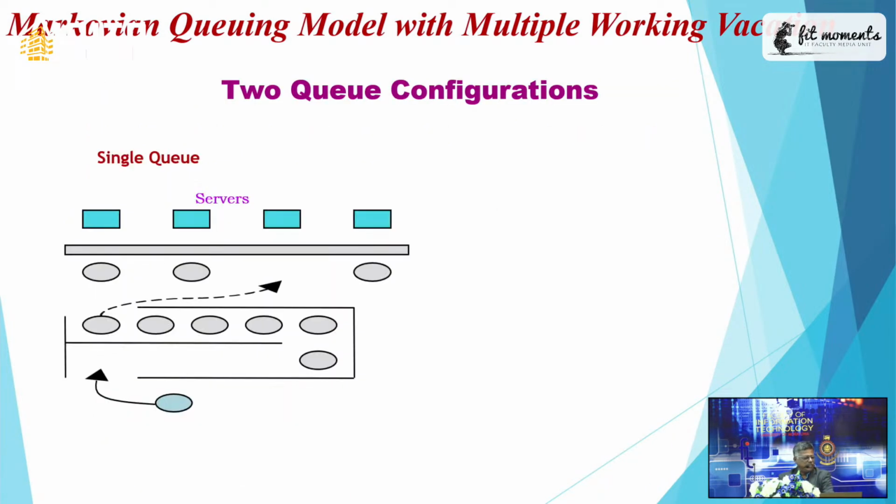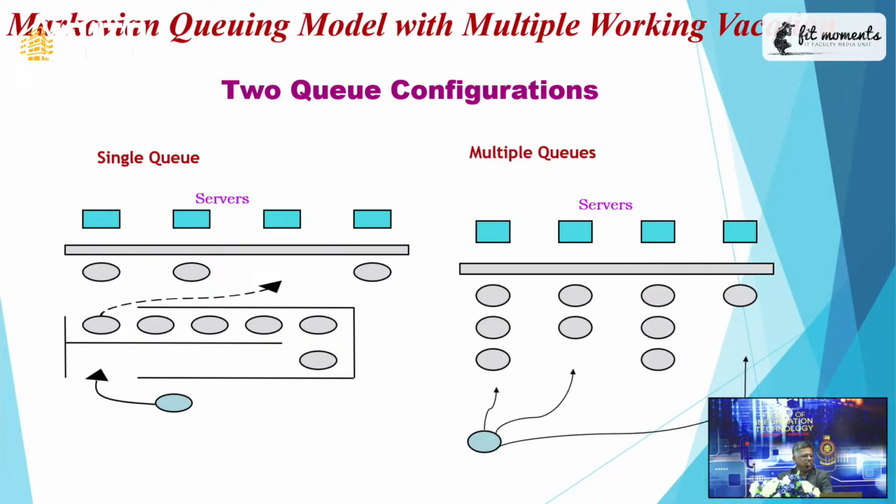These are two configurations of queues. The first one is single queue. There are 4 servers fixed, but the customers enter the system one by one, and the head of the queue moves to the free server. That is a single queue. Next one is 4 servers, 4 lines. This is multiple queue.